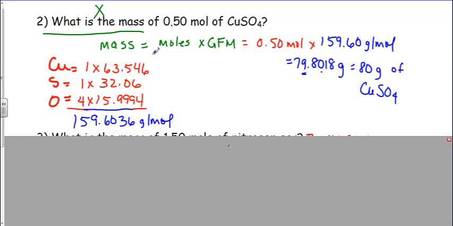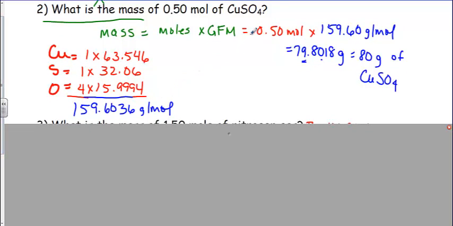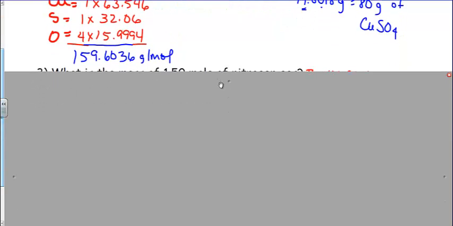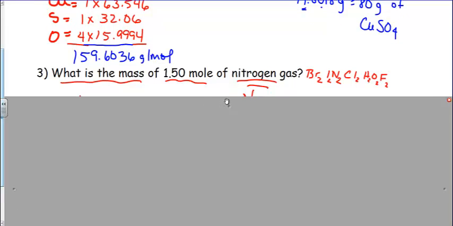Okay, so the mass equals moles times GFM, 0.5 moles, which is given to us, times 159.60 grams per mole. And where did I get that from? Obviously, here's my other work over here to figure out the GFM of copper sulfate. Copper sulfate, SO4, if you guys remember. So a lot of this stuff, you have to bring back, and that's why I said it was really important not to forget what happens in other units. All right, so when I plug all of that into my calculator, I get 80 grams of copper sulfate. Please check your math.